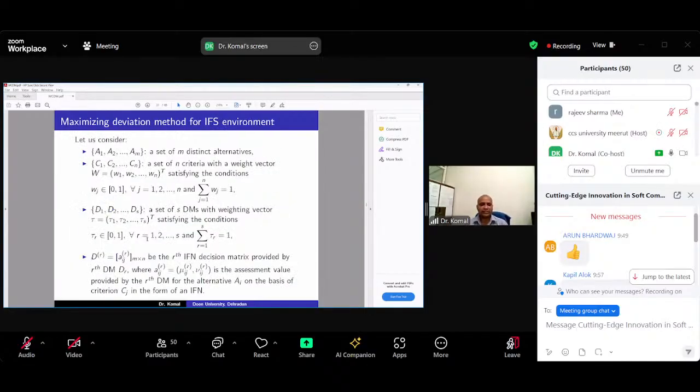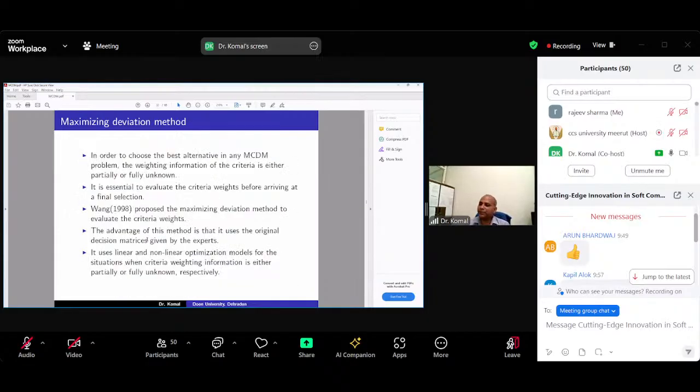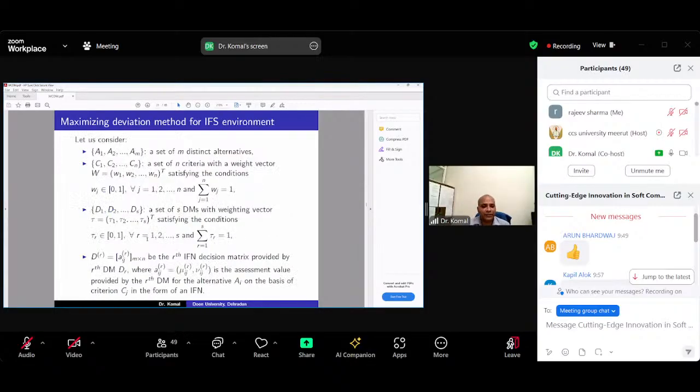Then to solve this type of linear or non-linear programming model, you can use a genetic algorithm, Lingo, MATLAB, Python, etc. You can use those techniques to find the solution. But the first part is how to formulate the problem. That's why I'm giving some overview of the maximizing deviation method.